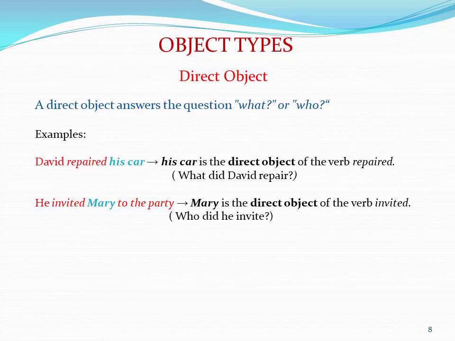See the next example. He invited Mary to the party. Here, the word Mary refers to the person. So, we can frame the question with the help of the word who. Who did he invite? The answer is Mary. So, Mary is the direct object of the verb invited.